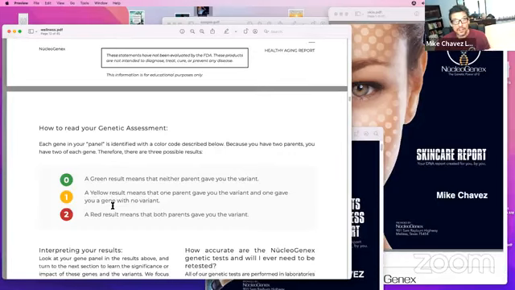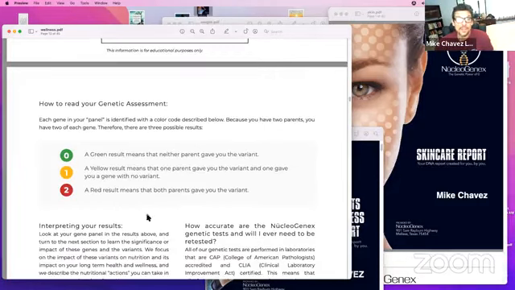So the color coding is really cool. If you didn't get a variant in a particular gene, they give you a green. If you got a variant from one of your parents, they give you a yellow dot. You can see that here. And if you got the gene variant from both of your parents, they're going to give you a red dot. So it's really simple. Green means you're good to go. Yellow means you need to take a little caution. And red really means you need to stop and take a look.